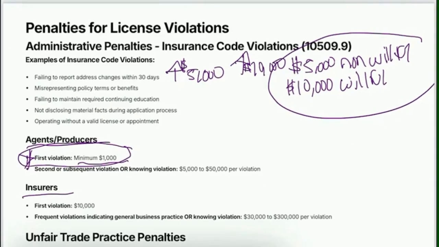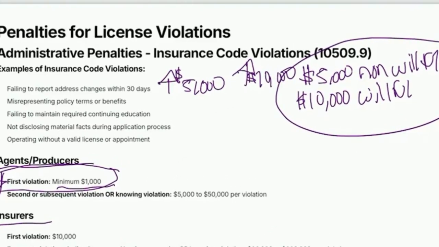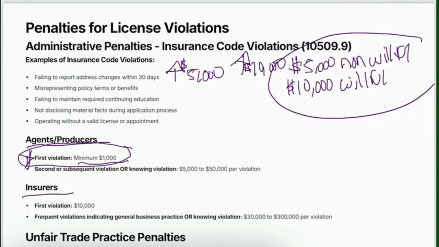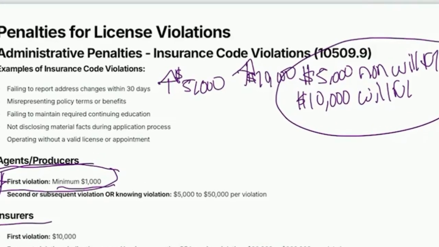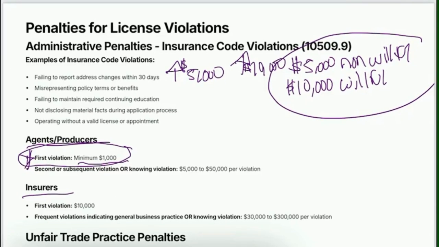But misrepresenting policy terms, failing to maintain required continuing education, not disclosing material facts, operating without a valid license. It's going to depend on the situation, the scenario. How many times have you done this? Is this the first time? Is this willful? Is this non-willful? What kind of records are you maintaining? Has there been multiple complaints? Things like that. So while the minimum first violation is $1,000, and you could see that question, so be careful for how it is worded.